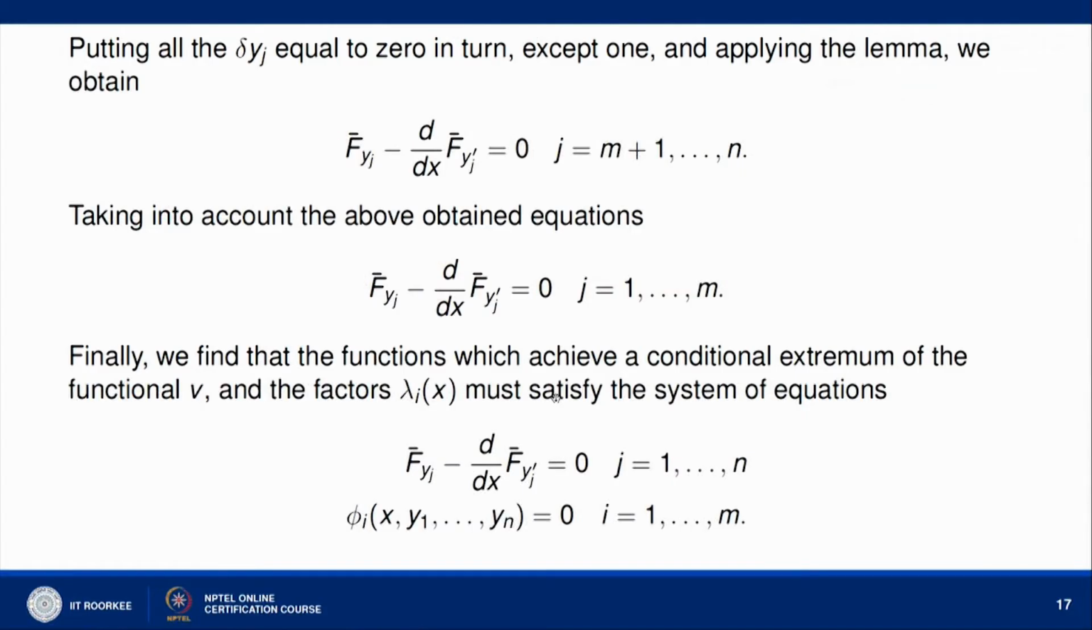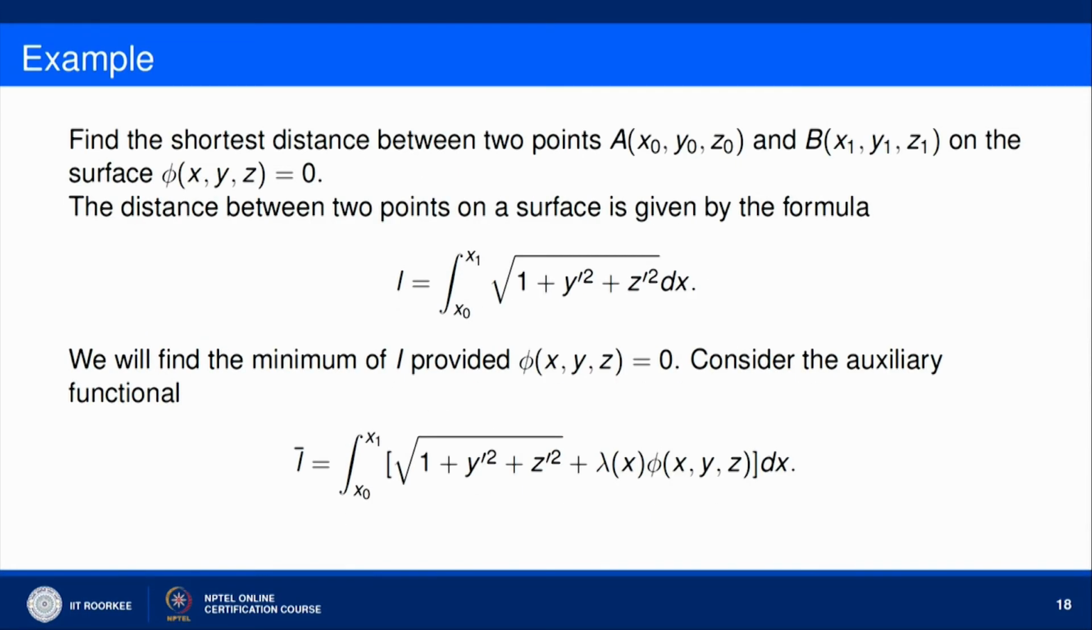So let us consider one example here: find the shortest distance between two points A and B, where the coordinates of A are x0, y0, z0, and the coordinates of B are x1, y1, z1, on the surface phi of x comma y comma z equal to 0. So here, for the shortest distance, the formula of distance is given by I equal to the integral from x0 to x1 of under root 1 plus y dash square plus z dash square dx, with the condition that these two points lie on phi of x comma y comma z equal to 0, and we are measuring the distance only on this surface.